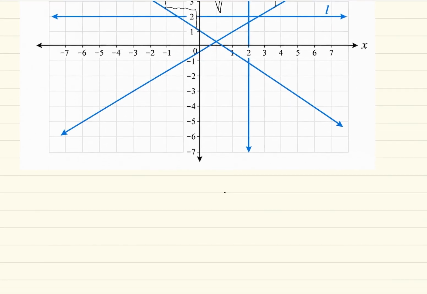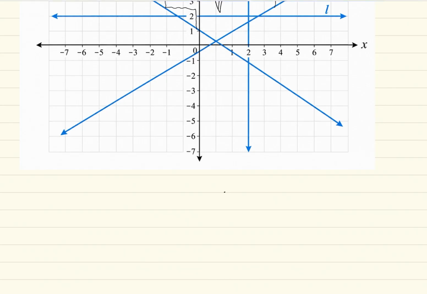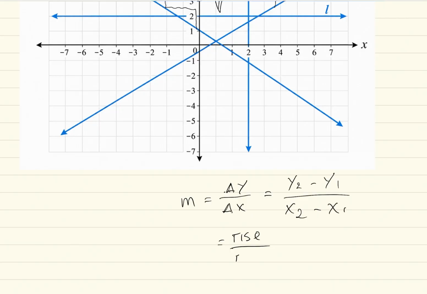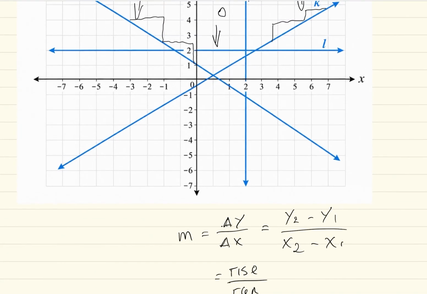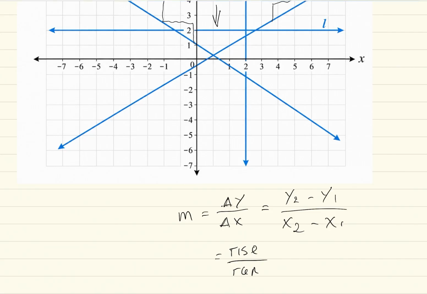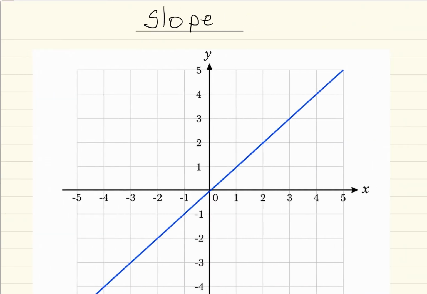So what are the formulas? Here's the formula for slope. It's m is equal to change in y over change in x. Another way of writing this is y2 minus y1 over x2 minus x1. You may also find it written as just rise over run. Okay, so that's a basic formula for finding the slope, and you use each of the points here to find the slope. So let's go through each example.